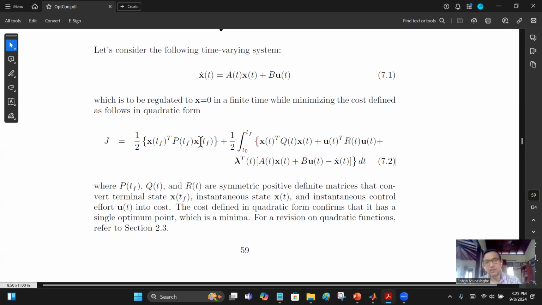And what is the function of P(TF) in the middle, this one? Well, you can have it a diagonal matrix. Each element says how important that particular state is. Some states have a higher cost than some other states. So you can put higher value for those states and low value for the other states. In order for you to adjust it, we have this P(TF).